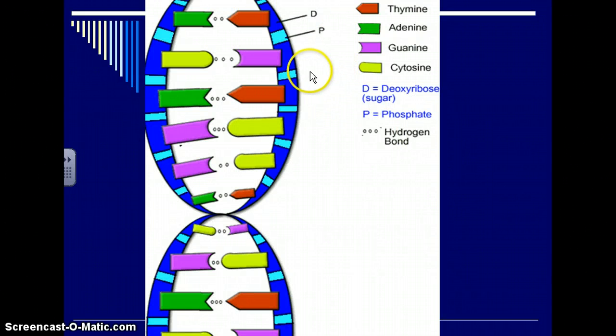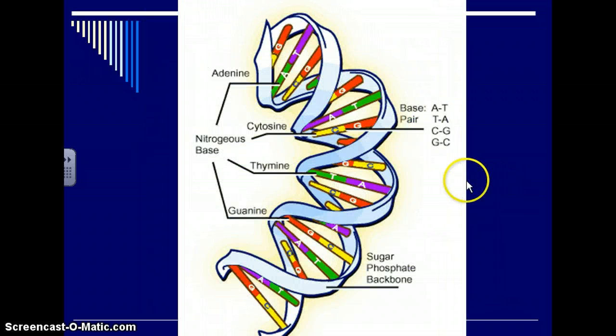Here's a picture of what this looks like, sort of. There we have our thymine, adenine, guanine, and cytosine, and it shows how they match up together. Here's another picture that shows the double helix a little bit better and how that it's curved.